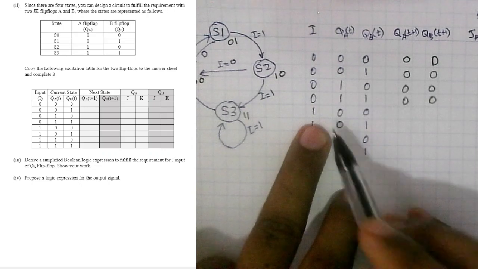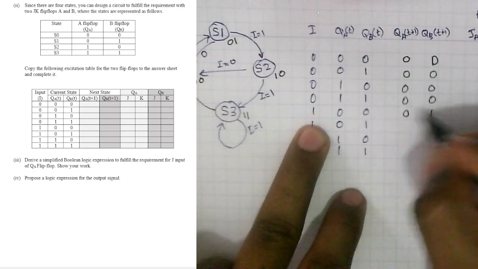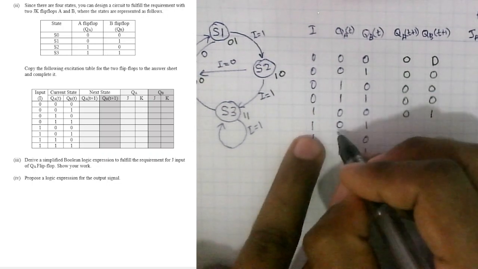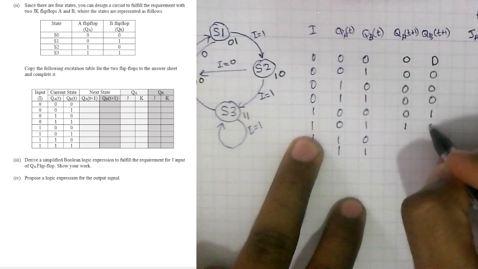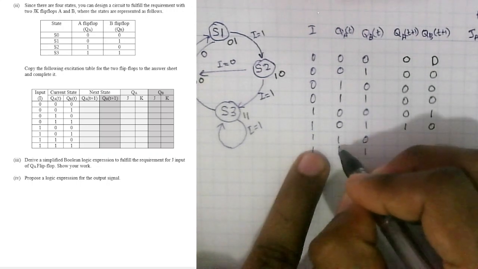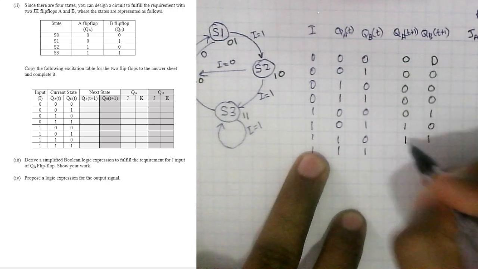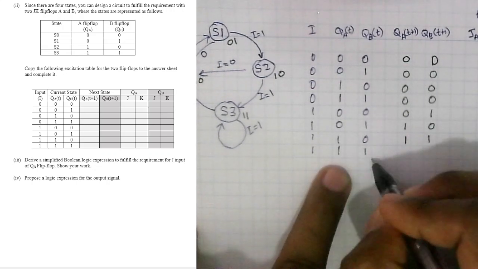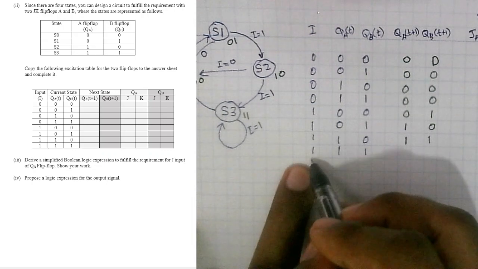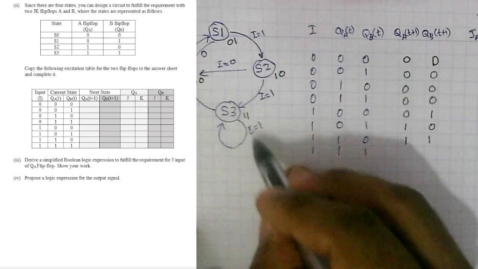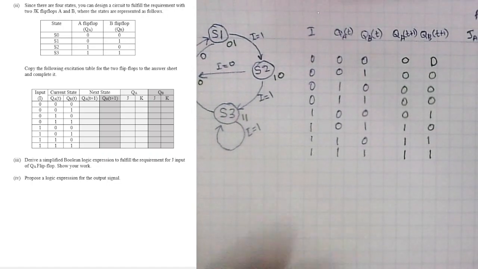If the input is 1 and we are at the 0, 0 state, then we are going from 0, 0 to 0, 1, right? This is state 1. Then if the input is 1 and our state is 0, 1, we are going from 1 to 2, right? Then if we are at 2, we are going to 3. If we are at 3 and we get an input of 1 as well, in that case we are staying in the same state, right? So it is like this, okay?